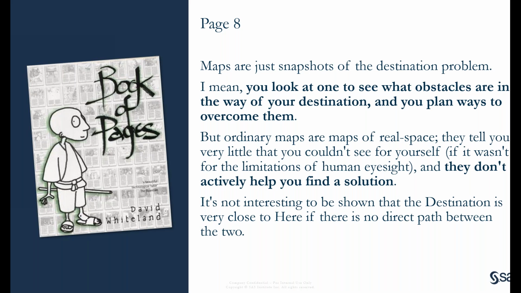On page 8, it's this little monk named Jiriki, and he goes to the city, and at this point he's in the airport, and he says, maps are just snapshots of the destination problem. I mean, you look at one to see what obstacles are in the way of your destination, and you plan ways to overcome them. But ordinary maps are maps of real space. They tell you very little that you couldn't see for yourself if it wasn't for the limitations of human eyesight. And they don't actively help you find a solution. It's not interesting to be shown that the destination is very close to here if there's no direct path between the two.